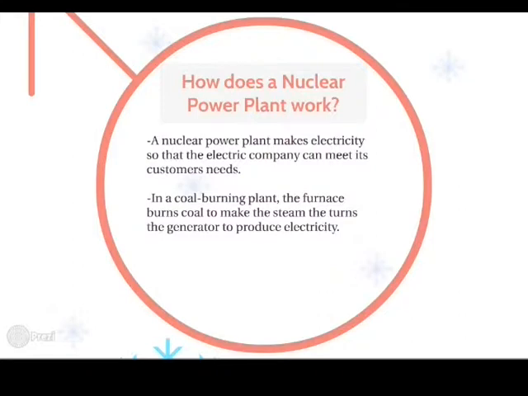How exactly does a nuclear power plant work? A nuclear power plant makes electricity so that the electric company can meet its customers' needs. In a coal-burning plant, the furnace burns coal to make the steam that turns the generator to produce electricity.